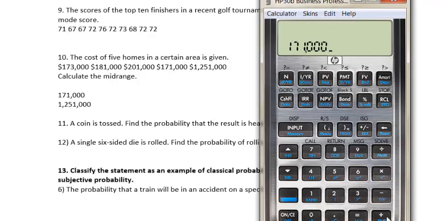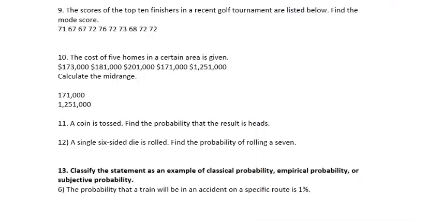171,000 plus 1,251,000, and divide that by 2, and you have your answer, which is 711,000. Again, mid-range, extremely easy. Take the whole range, which is the difference between the largest and the smallest value, and divide by 2. Get the average of those two.